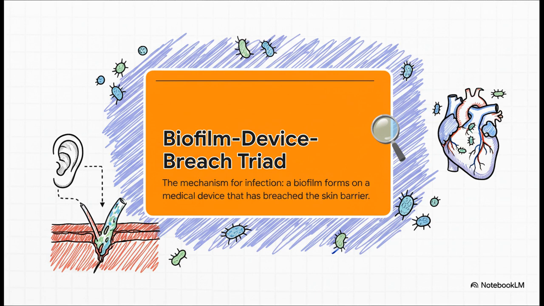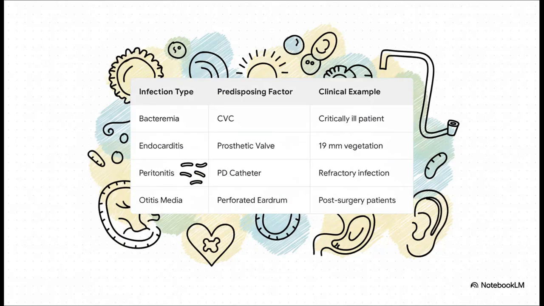Second, it needs a surface to grow on, and that's usually an indwelling medical device. Think a central line or a prosthetic heart valve. And third, that very device creates a breach in the skin barrier, giving this little skin dweller a direct highway into a sterile site like the bloodstream. It's the perfect storm. And the clinical consequences of these infections?